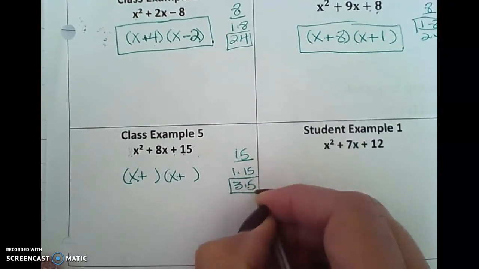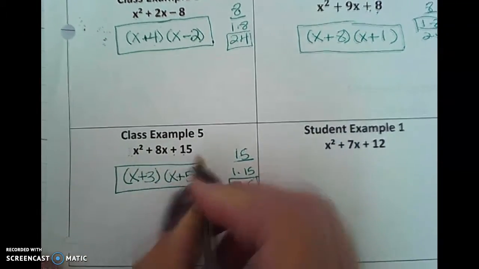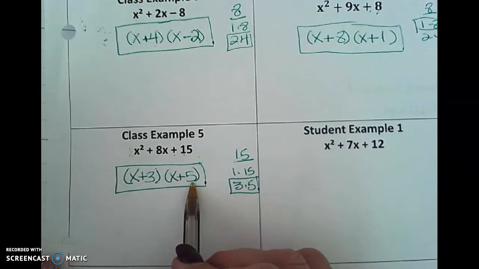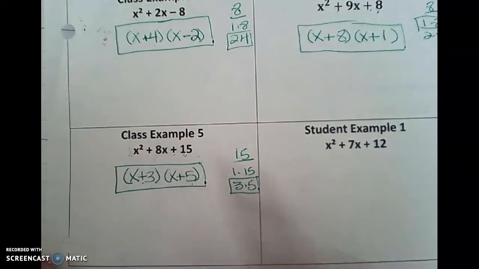Here they are. And since they're both positive, it doesn't matter where I put the 3 and the 5. So positive 3 times positive 5 is 15. And positive 3 plus 5 is 8. That's my quick check right there. They multiply to be the third term. They add to be the middle term.